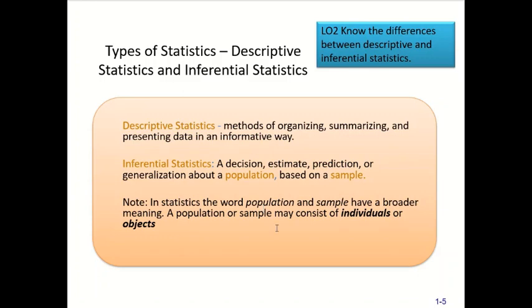Now when we come to the other type of statistics, which is called inferential statistics, what we mean is that a decision, estimate, prediction or generalization about a population is made based on a sample. Take the simplest example, your class. There are, say, 65 students in section A, and around 65 to 70 students in section B.